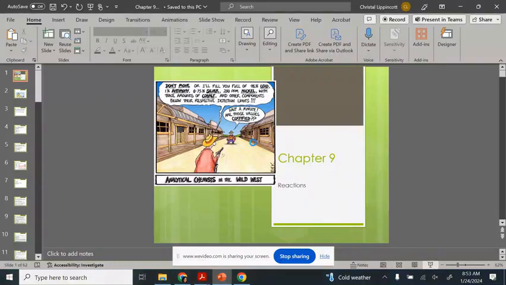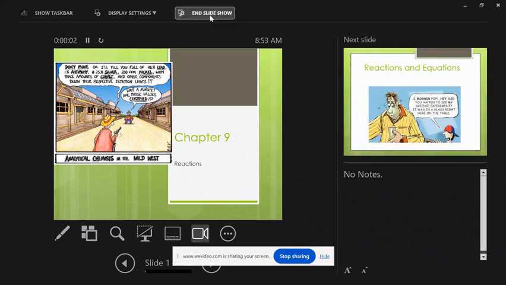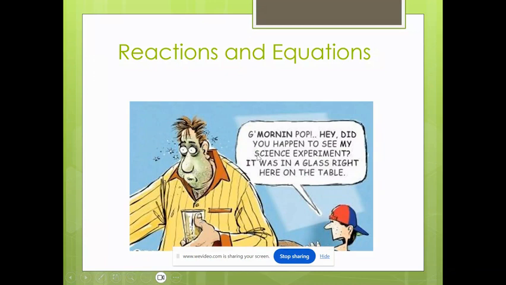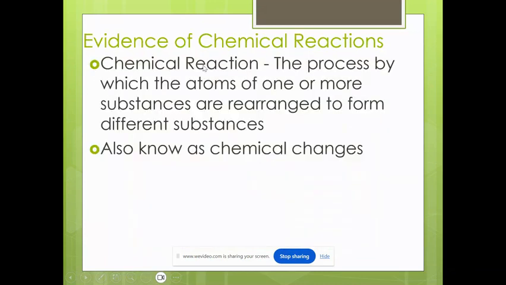Reactions. We have been working towards this one for a while. Okay. So reactions. A chemical reaction is the process where the atoms of one substance are rearranged and we're forming new substances. We also know that as a chemical change.